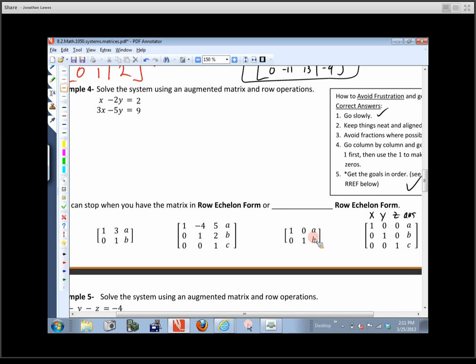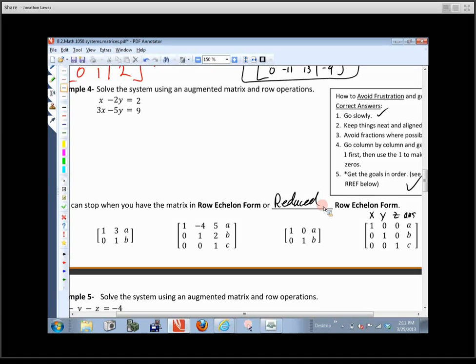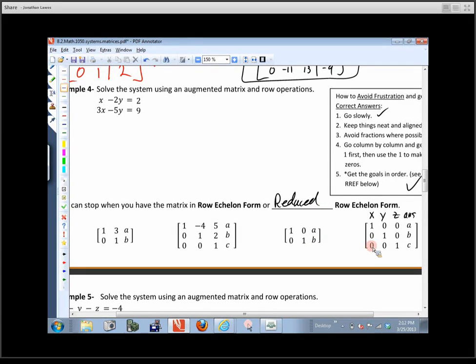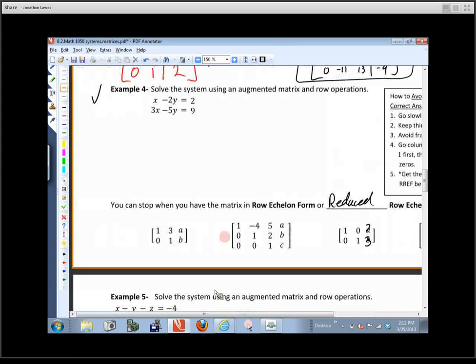This is called reduced row echelon form. Now, the reason reduced row echelon form is nice, even though it's a complete mouthful, is that if you can see a matrix in this form, you can just read off the answer. What if this was 7 and this was 3? X is 7 and Y is 3. It's that simple. These are called row echelon form, and row echelon form is still pretty nice.